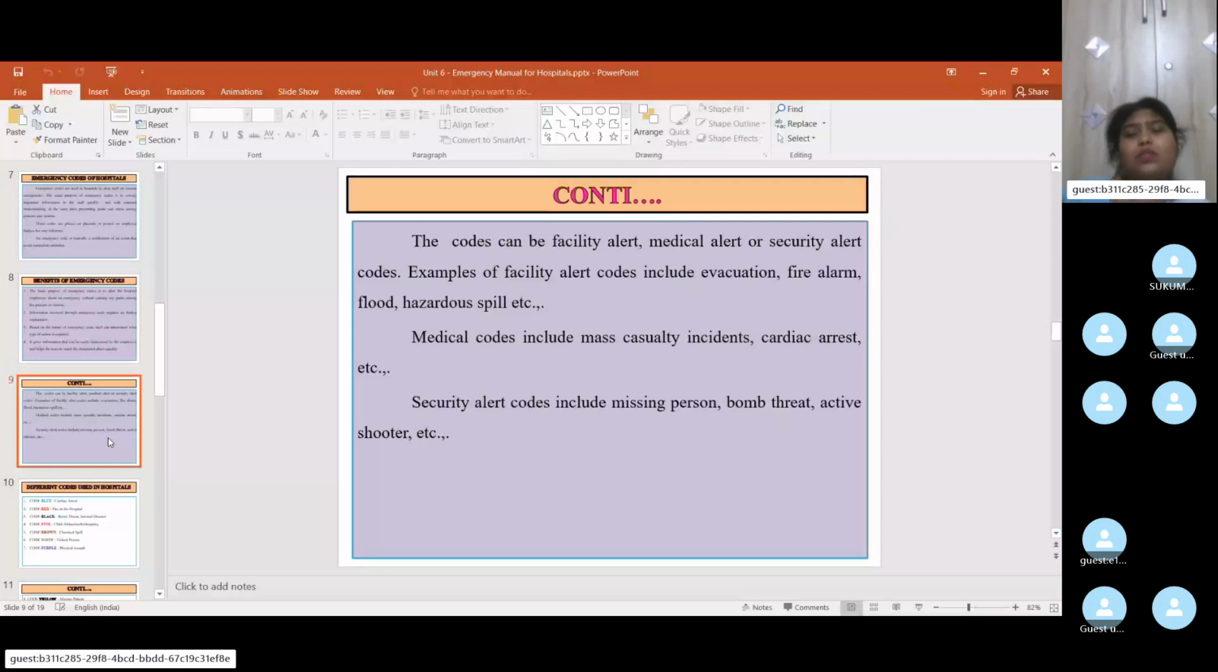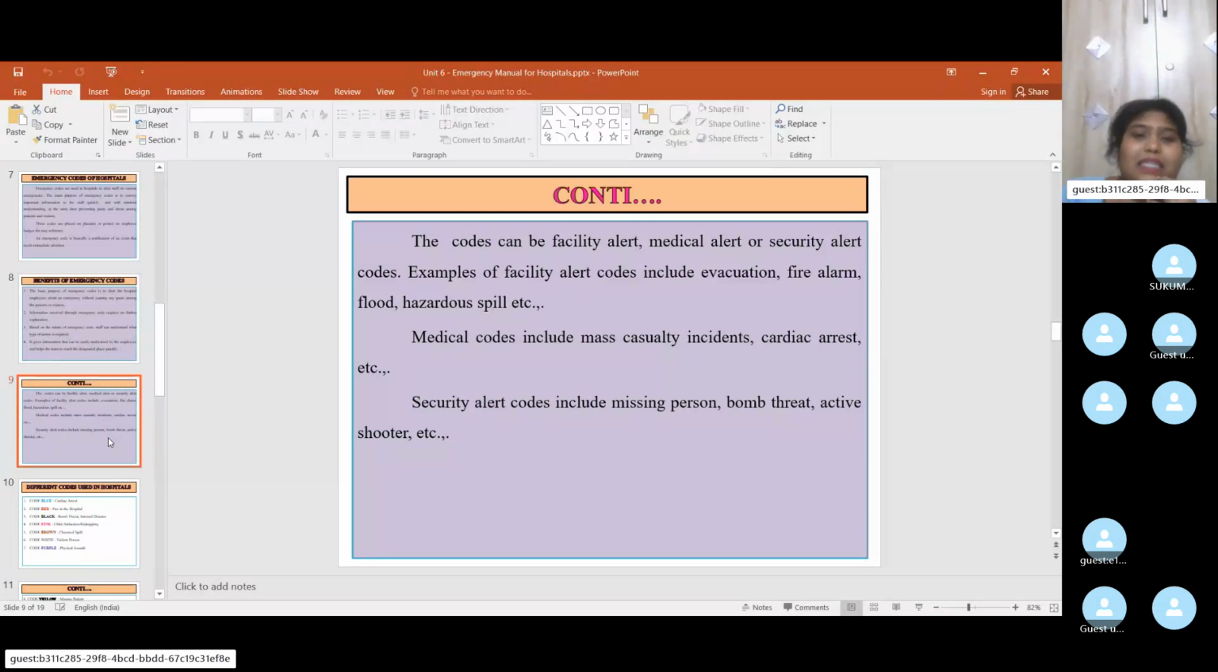Examples of facility alert codes include evacuation, fire alarm, flood, and hazardous spill. Medical codes include mass casualty incidents, cardiac arrest, etc. And security alert codes include missing person, bomb threat, and active shooter, etc. Which is very much self-explanatory again. So I have given a few examples about what are facility alerts, what are medical codes used during mass casualties, and certain security alerts, so that assistance is provided and the situation is controlled.